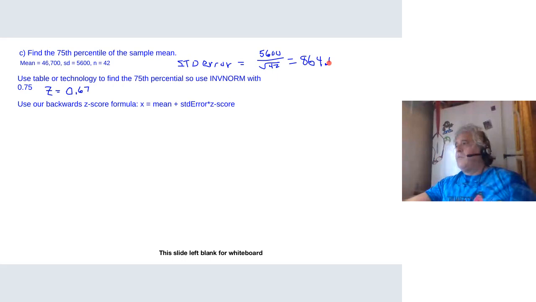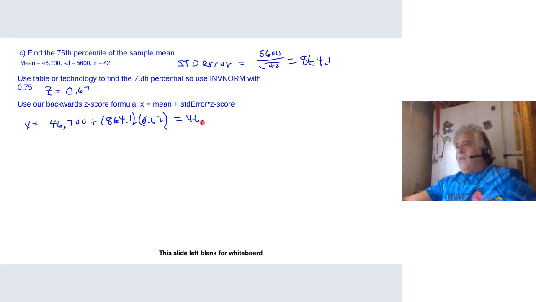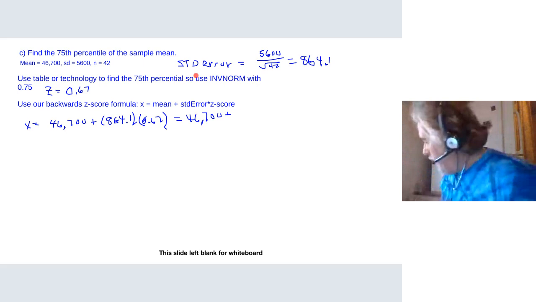All right, now, so we're going to have x is equal to 46,700 plus the standard error, and now I'm just going to write in this time, times the 0.67. Let me do that. It's going to be positive. And this is why this works, because if you had a negative z-score, it would end up being in a negative, so it would end up being a subtraction.